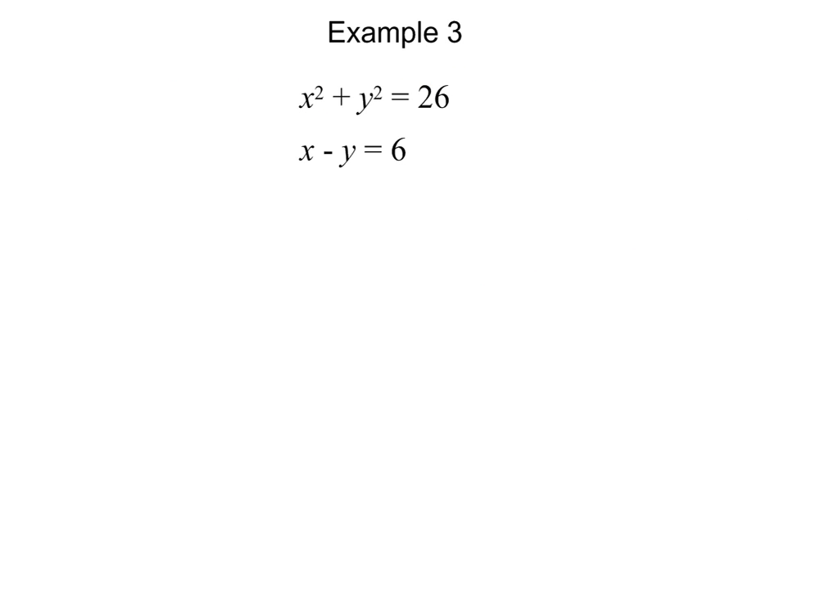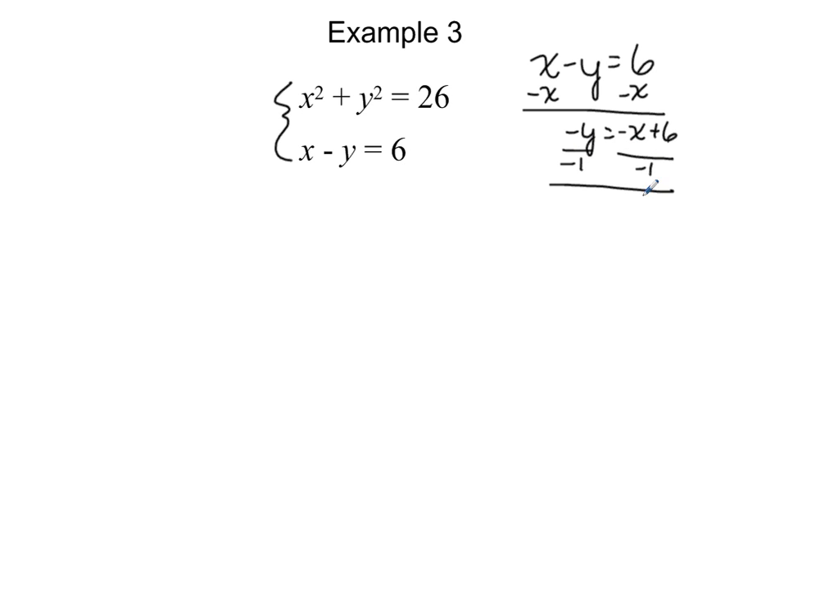All right, last example. Coup de grace. We got a circle. This is the equation of a circle and a line. All right, so I'm going to start by solving the linear one for y. I'm going to take the x minus y is equal to 6. I'm going to subtract x from both sides. So we get negative y is equal to negative x plus 6. Divide both sides by -1. And you get y is equal to x minus 6.